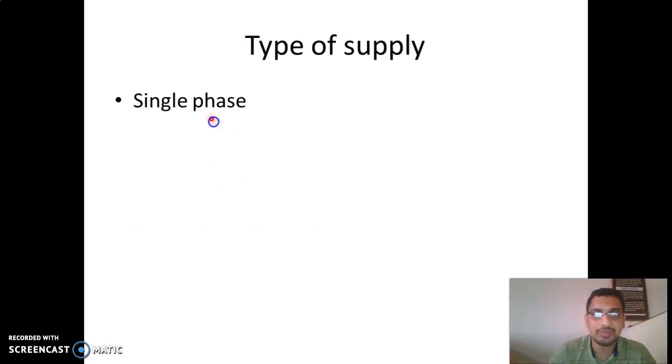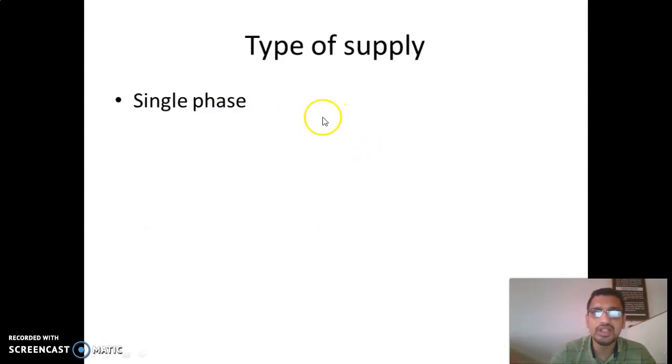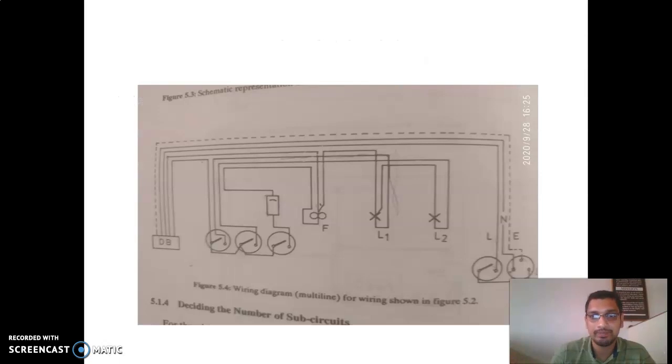Then the type of supply. This consumer gets a single phase supply because the connected load is 1160 watts, which is below 5000 watts. Only if the connected load is above 5000 watts does the consumer get a 3-phase supply.